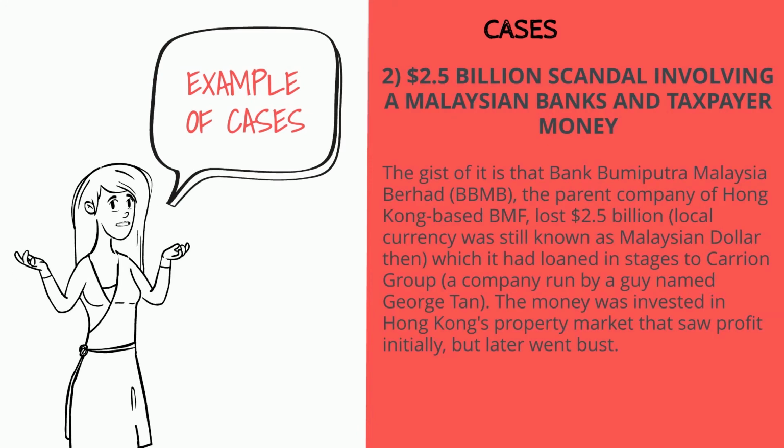Case 2. The $2.5 billion scandal involving a Malaysian bank and taxpayer money. The gist of it is that Bank Bumiputra Malaysia Berhad (BBMB), the parent company of Hong Kong-based BMF, lost $2.5 billion. The local currency was still known as the Malaysian dollar then, which it had loaned in stages to Carrian Group, a company run by a man named George Tan. The money was invested in Hong Kong's property market, which saw profit initially but later went bust.